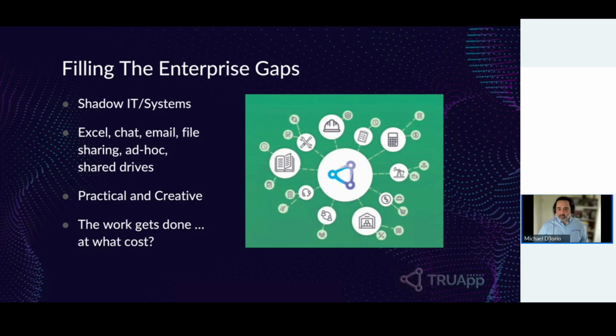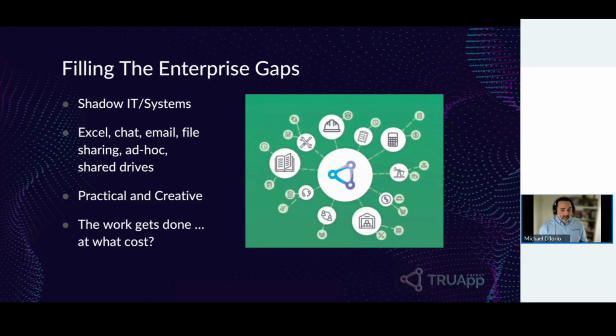Think about Excel spreadsheets, which are typically loaded with macros, or chat or messaging apps, or emails, both personal and work, or document and file sharing apps, ad hoc reports, things like folders on the desktops, shared drives, flash drives, databases, custom services, point solutions. We're wrapping all of those up to call them shadow systems because they're a practical and creative way, there's no doubt, to unlock the requirements for the execution of work that the enterprise systems simply do not provide to the people in the field.